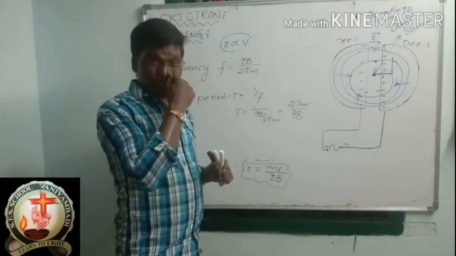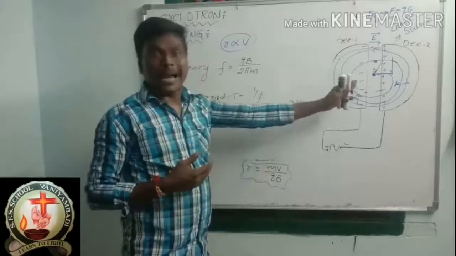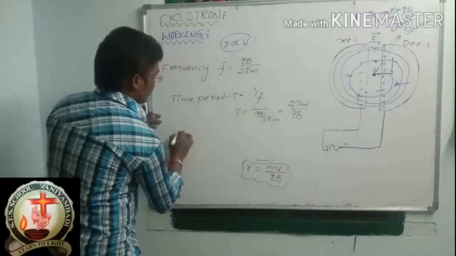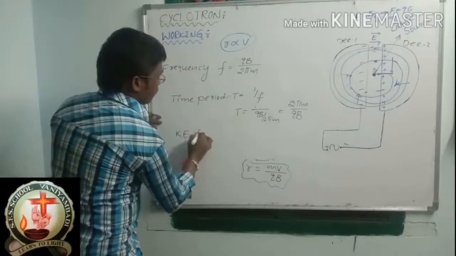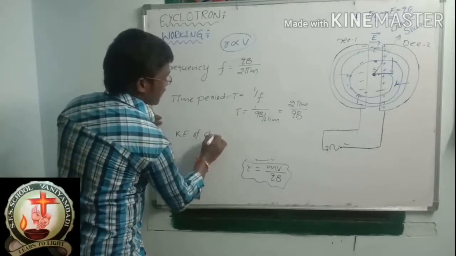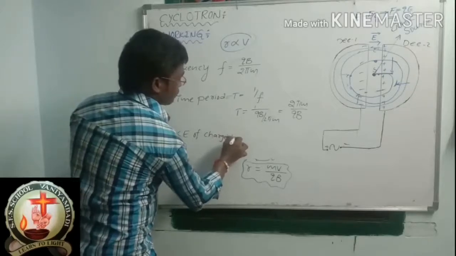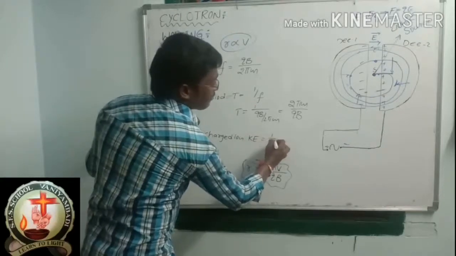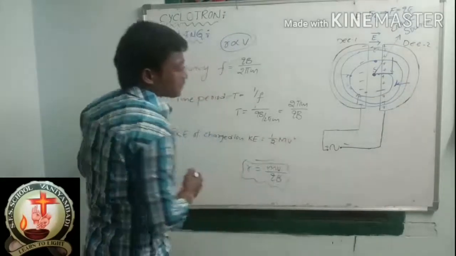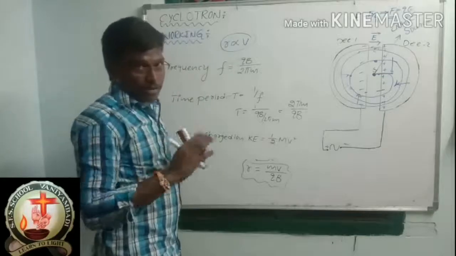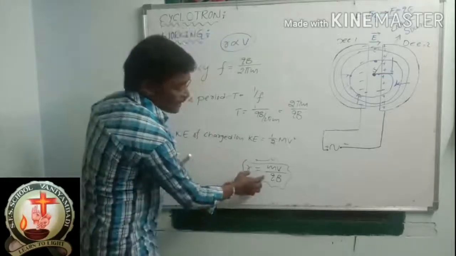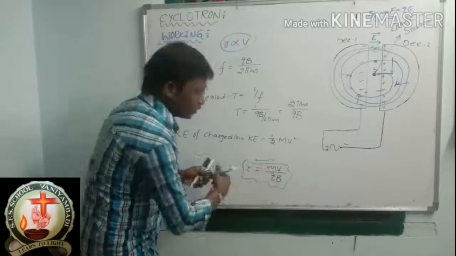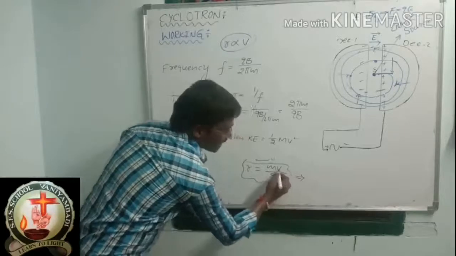Now I am going to find the kinetic energy of this charged ion. So KE is equal to, what is the kinetic energy formula? Half mv square. Correct. Just remember, here this is the radius r value. From this expression I can find the v value. Yes, absolutely we can find it.